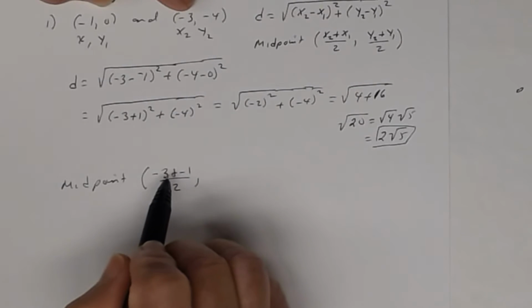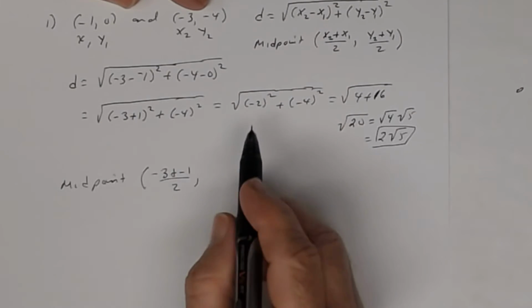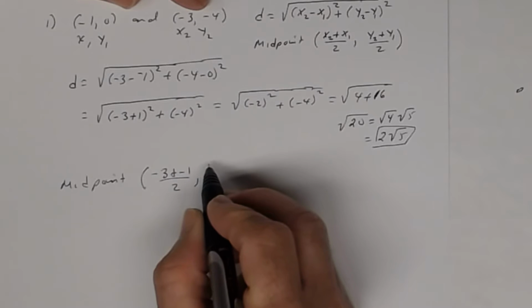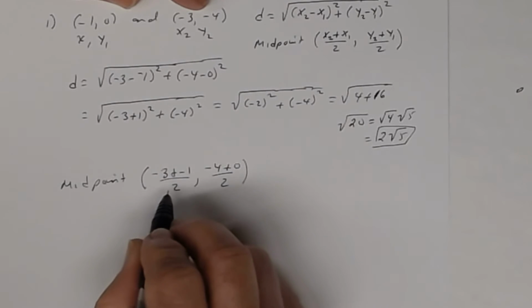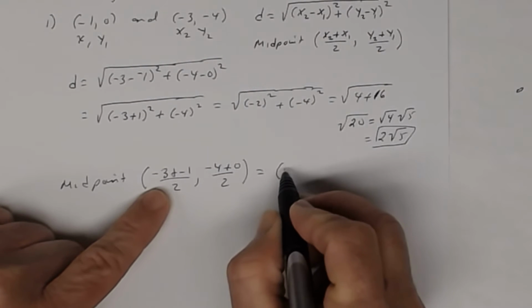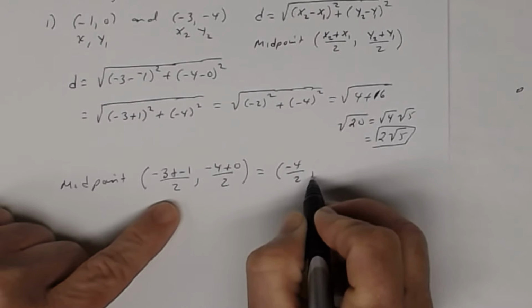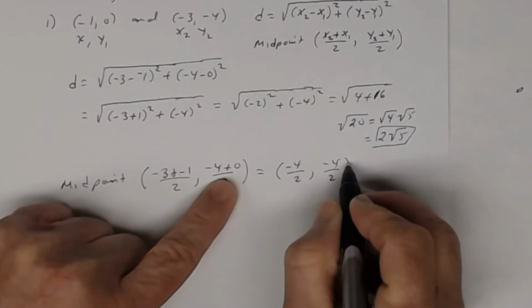So you add the x coordinates together. For the y coordinate, you're going to add the y coordinates of the endpoints together. So negative 4 plus 0 divided by 2. But you've got to simplify this. Negative 3 plus a negative 1 is a negative 4 divided by 2, comma. Negative 4 plus 0 is also a negative 4 divided by 2.